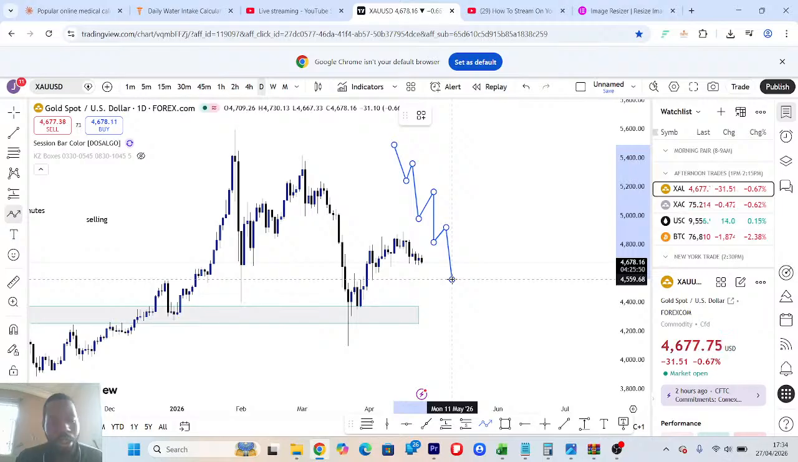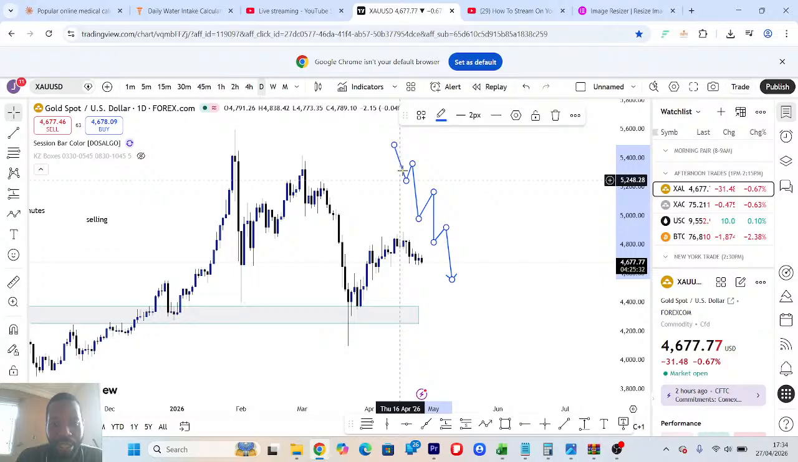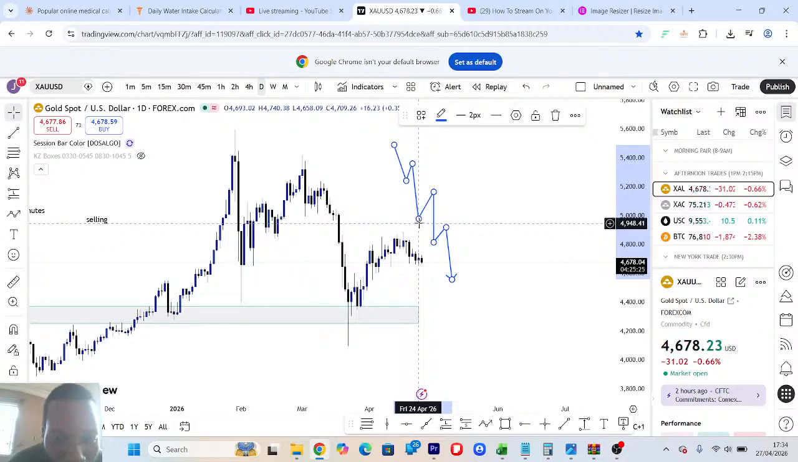A change of character is a scenario where a bearish market is converted to a bullish market, or a bullish market is converted to a bearish market. If a change of character is going to occur, consider that one of the characteristics of a bearish market is that it creates lower lows. One of the characteristics of a bullish market is that it creates higher highs.